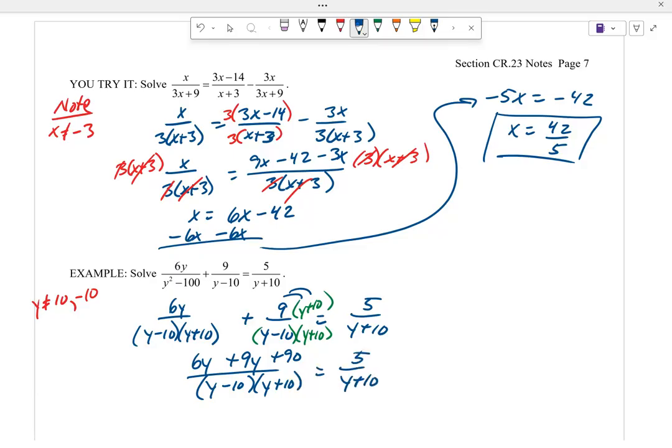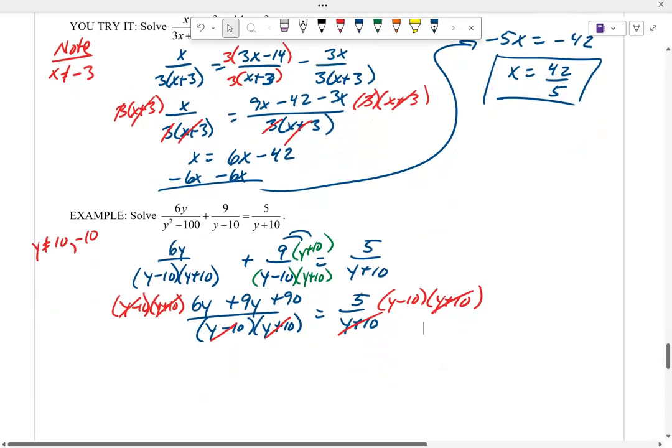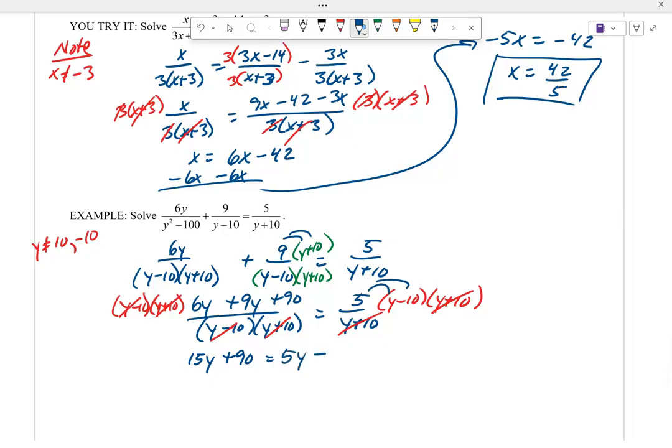Now we have one fraction equaling one fraction. So let's multiply this side by y minus 10, y plus 10. Notice those y plus 10s cancel. So we got 6y plus 9y, got 15y plus 90 equals, and then distribute that, 5y minus 50. Solve for y here.